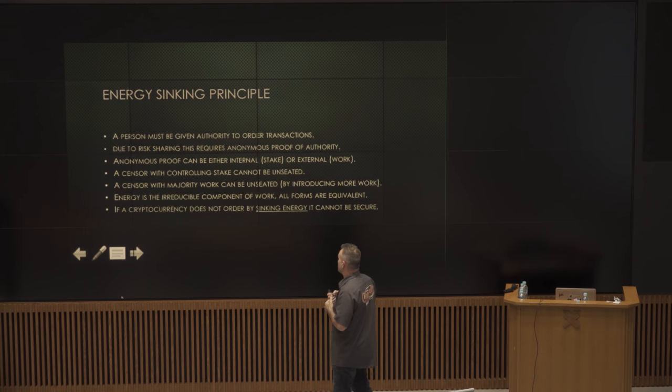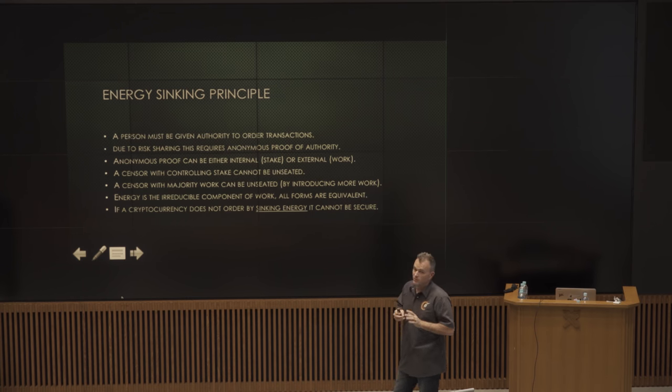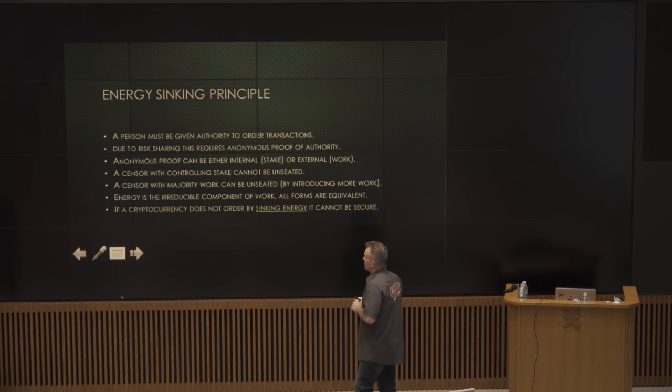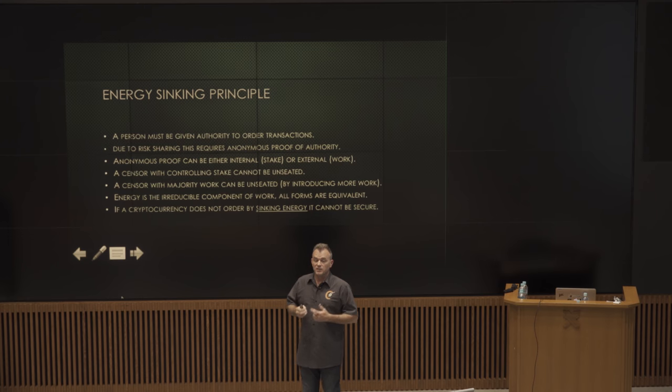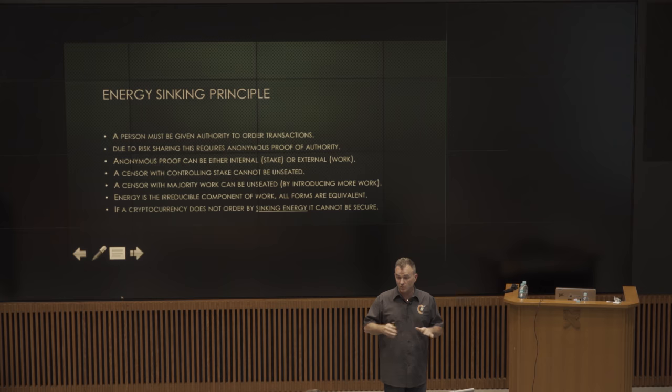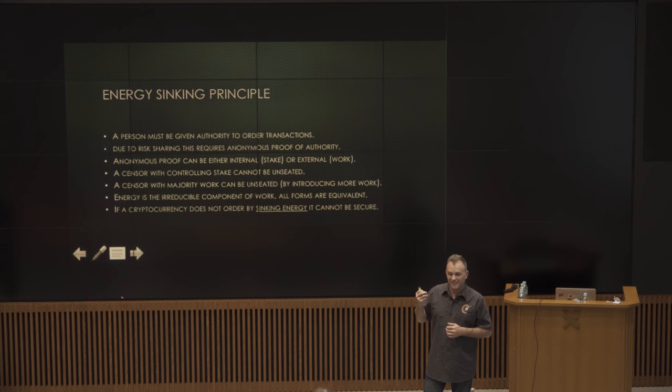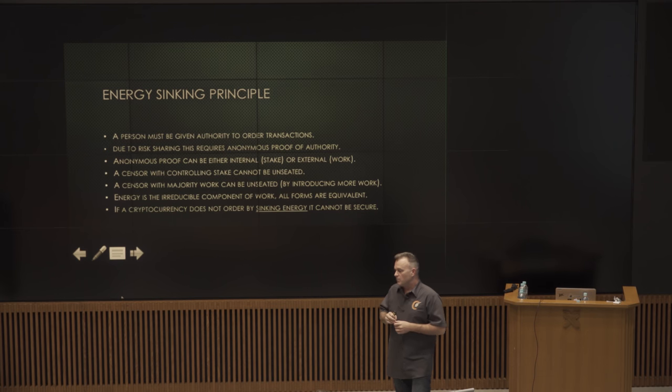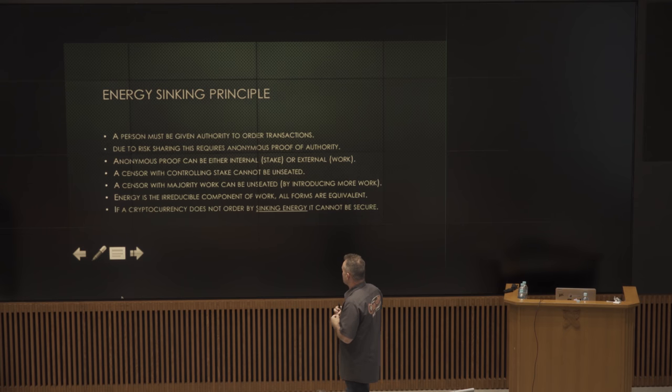So, two ways to do it. Well, why doesn't stake work? People come up with all kinds of reasons why stake doesn't work. My reason is a little different. A censor with controlling stake cannot be unseated. There's no way to get them out. Once they have controlling stake, they own the money. It's over, right? You can go create a new money and start over, keep shrinking your monies, but that's why it's not cryptodynamically secure.